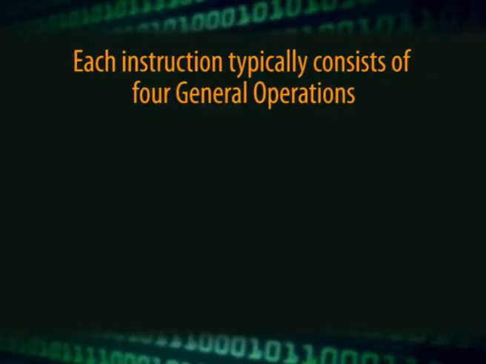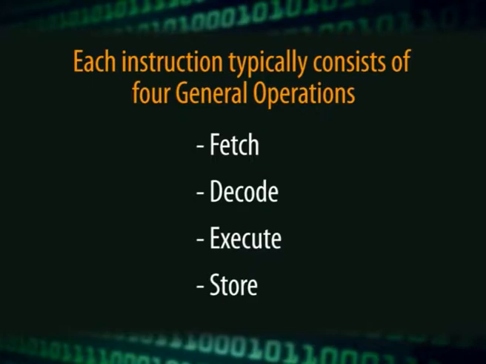Each instruction typically consists of 4 general operations: fetch, decode, execute and store. These 4 operations are often referred to as the machine cycle. The CPU is capable of executing one machine cycle in one system clock cycle. That means a modern CPU is capable of executing up to 1 giga, or 10 to the power 9, machine cycles in 1 second.